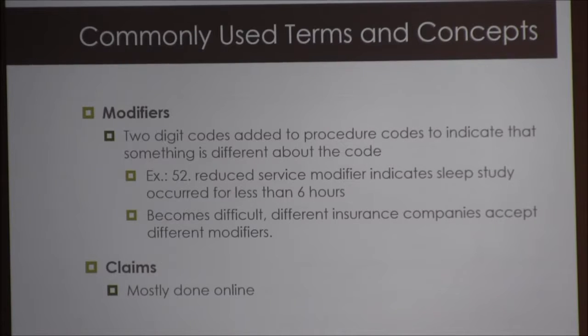It becomes difficult with the modifiers as well, because they might pay us less, or they might not pay us at all for the service that's rendered, dependent on the insurance companies. There's a lot of variation, and so it's important to know which insurance companies cover what. And when we do the claims, most of the claims are done online. Claims are a way where the provider communicates with the insurance company about the services that are provided so that they can be reimbursed.